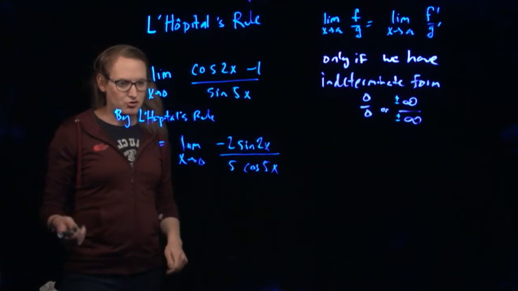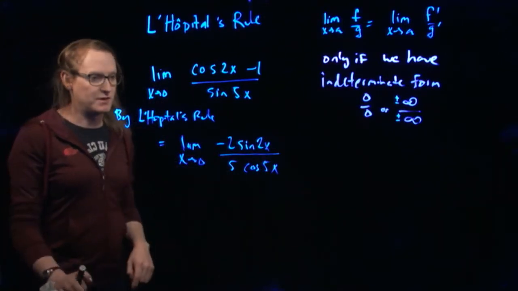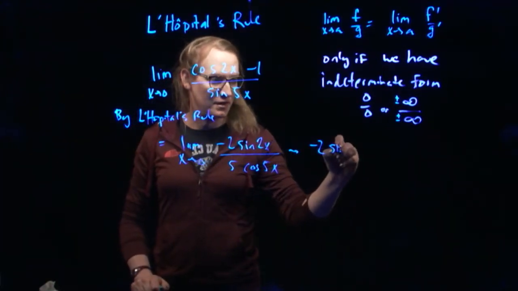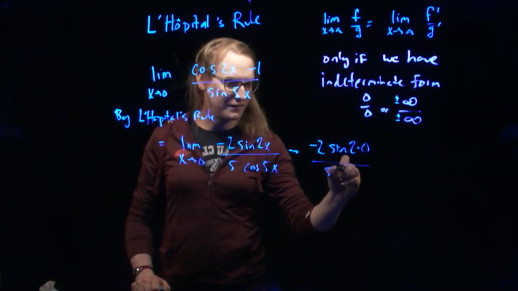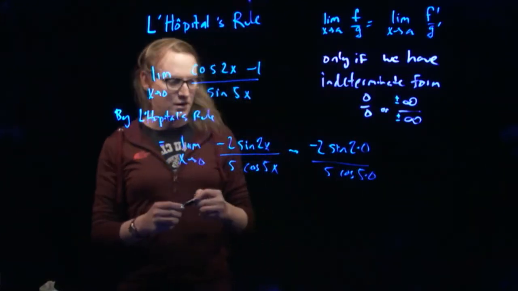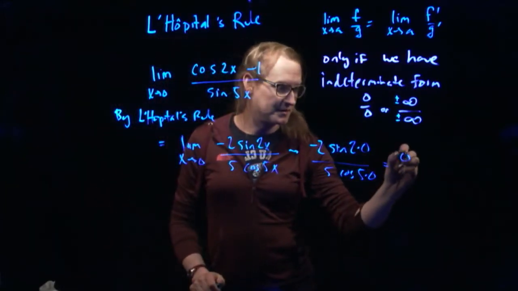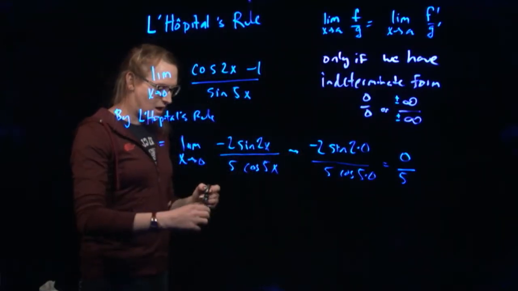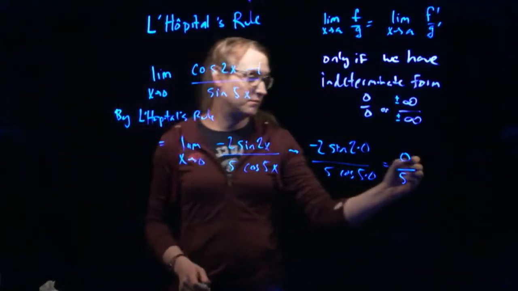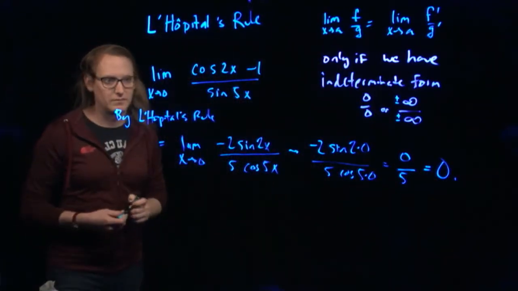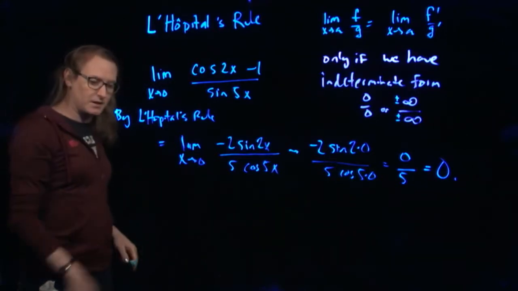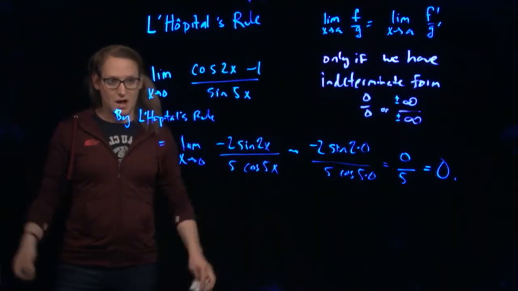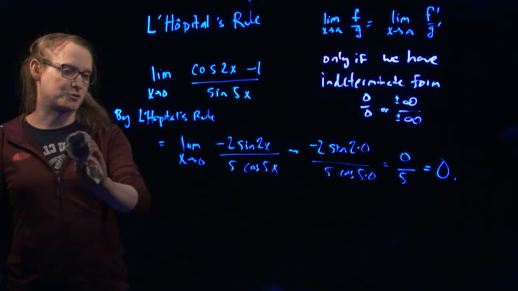And if I now try to substitute in my zeros, I'm going to have minus 2 times sine of 2 times 0 over 5 times cosine of 5 times 0. Sine of 0 is 0, and cosine of 0 is 1, so that's just 5. And 0 over 5 is just the number 0. So we evaluated this limit, and it is in fact 0, which is the exact same thing that you would get if you were to evaluate that limit by introducing an x and playing some other little algebraic tricks with it.